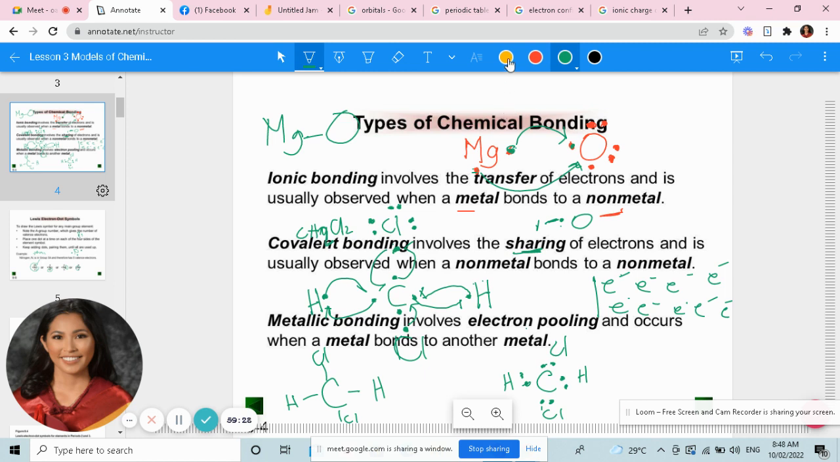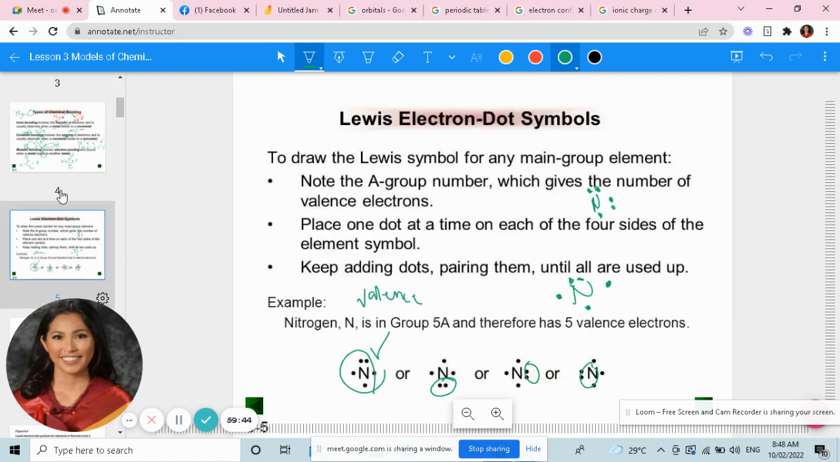In the case of magnesium oxide, who loses an electron? Magnesium. Okay, magnesium. And then oxygen gains. So, it is a transfer. But for covalent bonding, it is sharing.